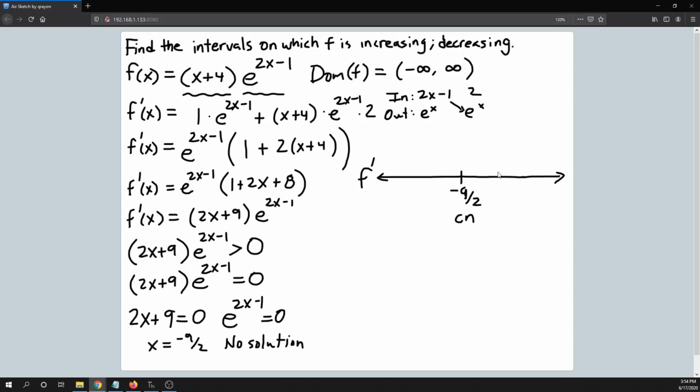And what you want to do on each of those pieces is to pick a test number. So here to the right of negative 9 halves, I'm going to pick 0 as my test number. And then over here to the left, negative 9 halves is about minus 4.5. So I'm going to pick minus 5 over here. And I'm going to take those test numbers and plug them into this inequality right here.